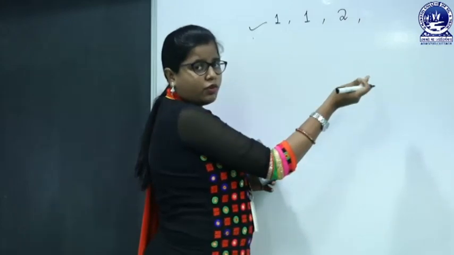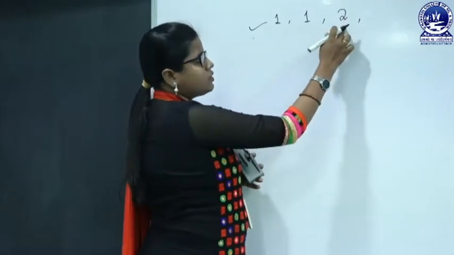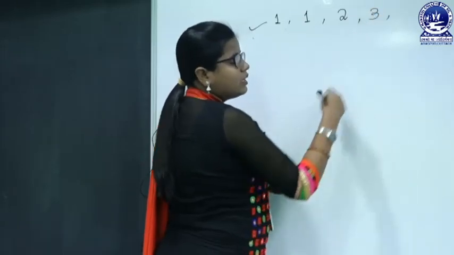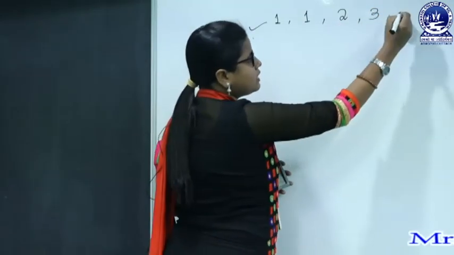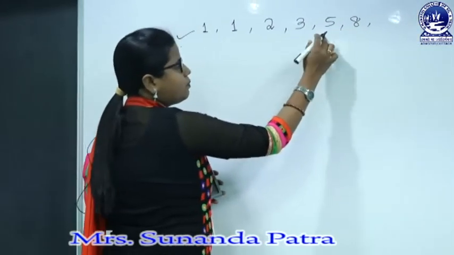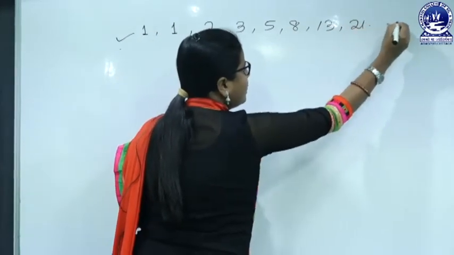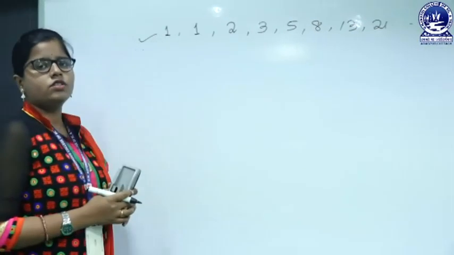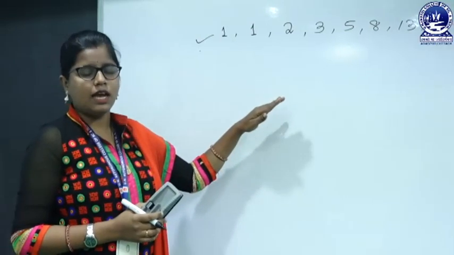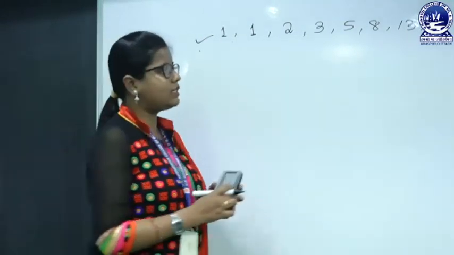The next term will be the summation of the previous two terms, that means 1 plus 2, that is 3. The next term will be 2 plus 3, that is 5. 5 plus 3, that is 8. 8 plus 5, that is 13. 13 plus 8, that is 21, like this. So this is the Fibonacci series and we have to find out the Fibonacci series up to the nth term.